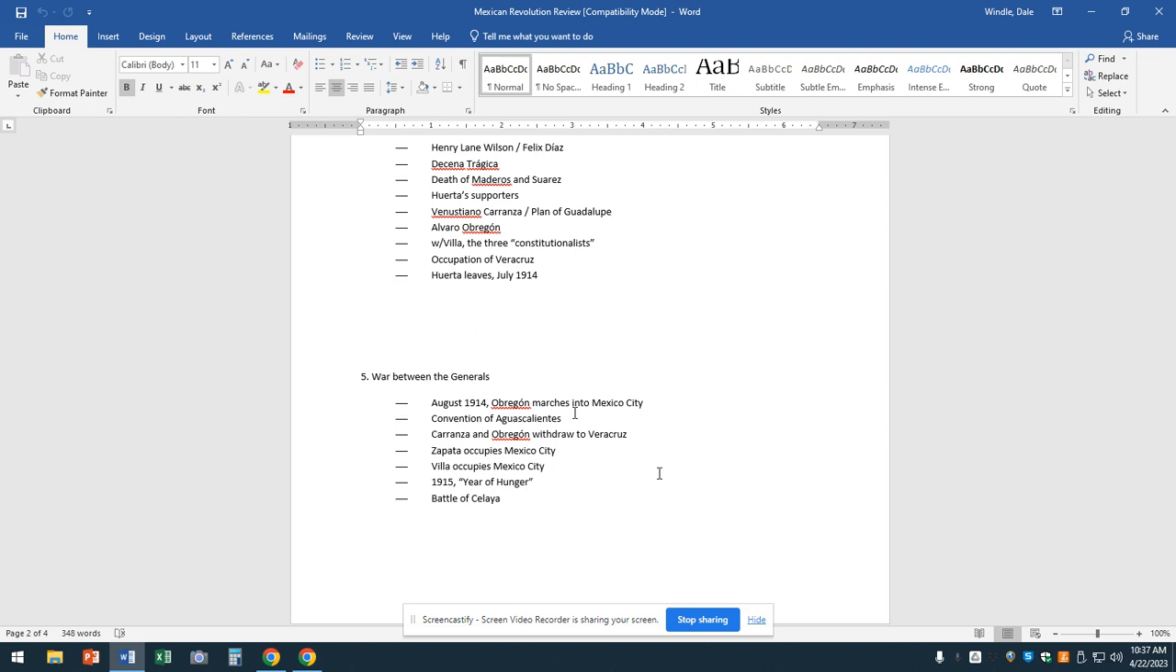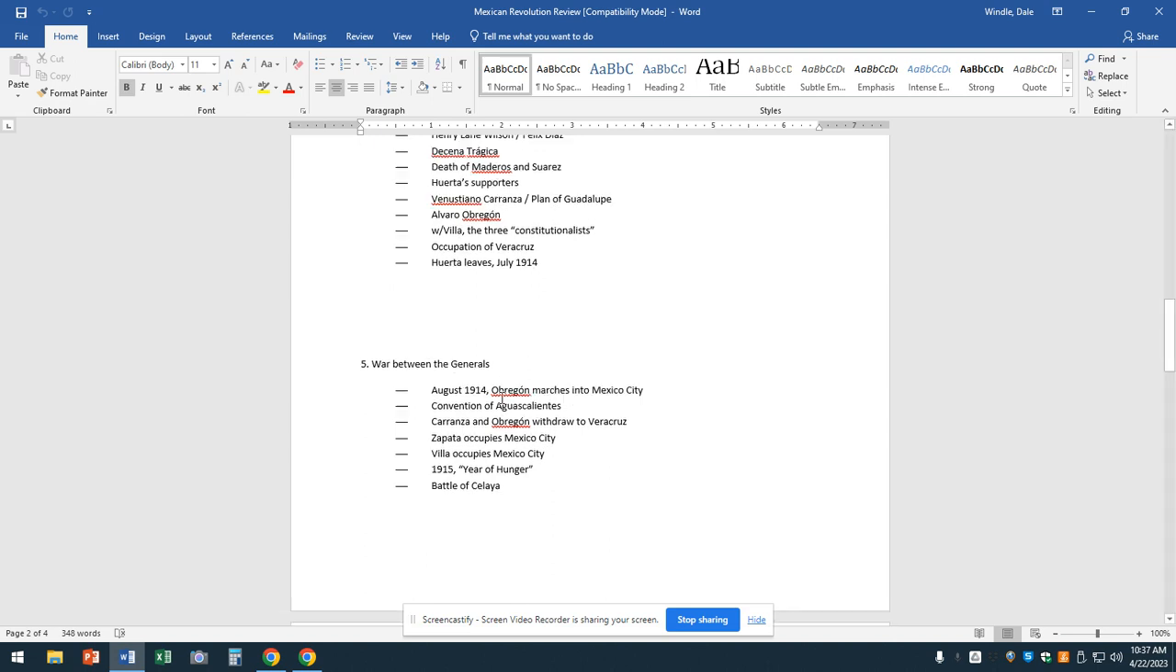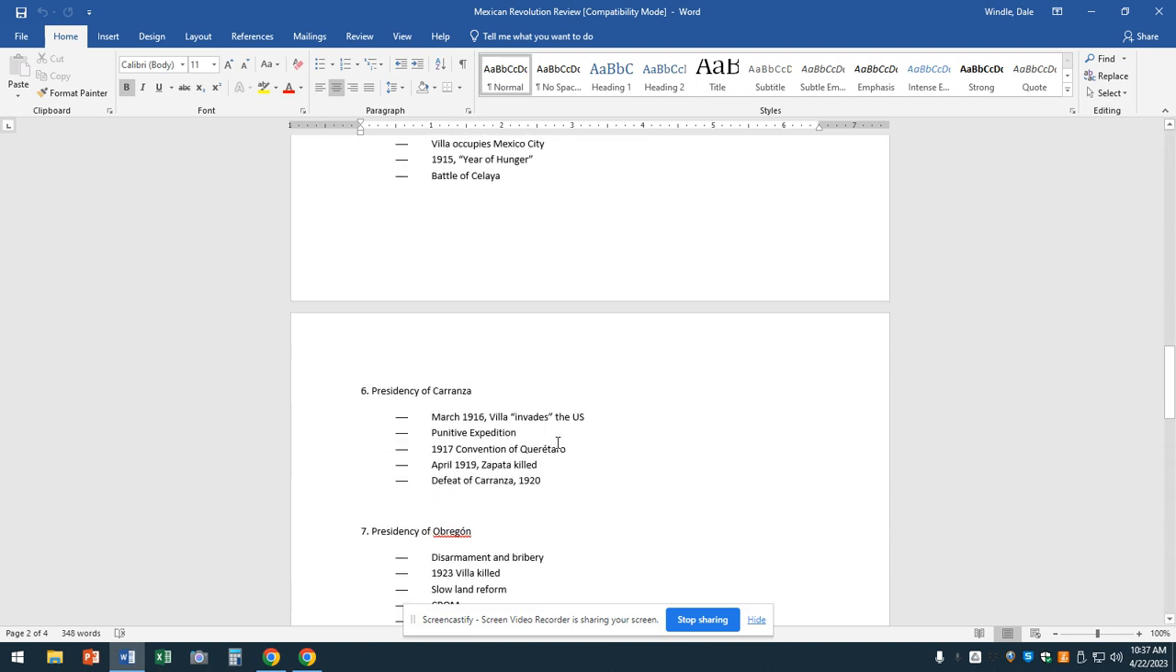Obregon wins through superior strategy. Obregon is very smart. He does lose his arm in that war, in that battle. So Carranza establishes sort of increasingly firm control over Mexico. He starts buying off generals and giving them land or government positions.